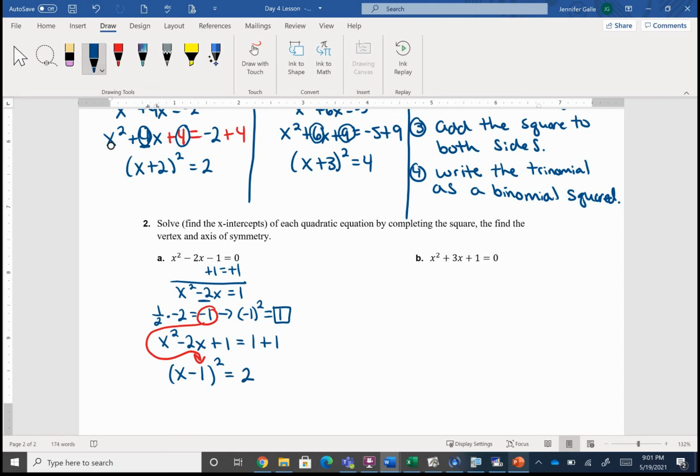So really, this process is pretty quick. We move our constant to the other side. We multiply our b value by a half, or divide it by 2 if you'd rather look at it that way. Take that result and square it. Add it to both sides. Write our binomial squared.